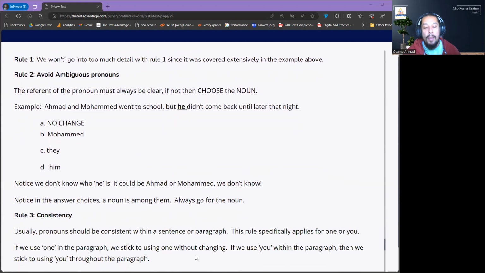Avoid ambiguous pronouns. So ambiguous pronouns means something that is not clear. The referent of the pronoun, meaning the noun, must always be clear. If not, then you have to choose the noun. For example, Ahmed and Muhammad went to school, but he didn't come back until later tonight. Mrs. Shaza, in this sentence, who is he?